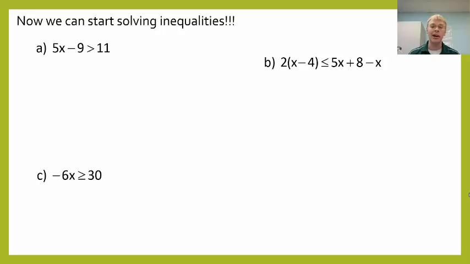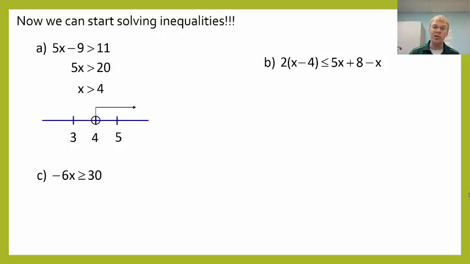We can see we start off with a two-step inequality. The first thing I do is add 9 to both sides. Then I divide by 11. I'm going to get x is greater than 4. Then I'm going to put an open circle because it's just greater than, and I'm going to graph everything to the right.